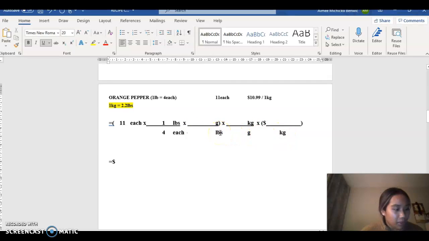There are 500 grams in 1 pound, and in 1 kilogram there are 1,000 grams. This is all based on our conversion units from our past class. We'll just copy the price of $10.99 per 1 kilogram, and that gives us $15.11.